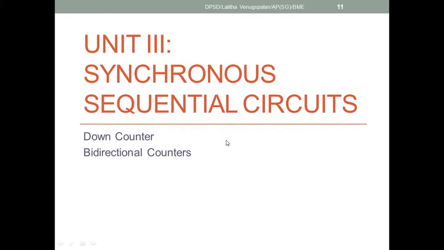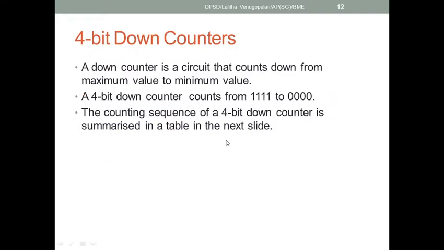So we have been discussing synchronous sequential circuits where we had discussed up counters in the last session. So let us move on to down counters and bidirectional counters. A down counter is a circuit that counts down from a maximum value to a minimum value. So if I am to design a 4-bit down counter, my counter can count from 1111 to 0000.